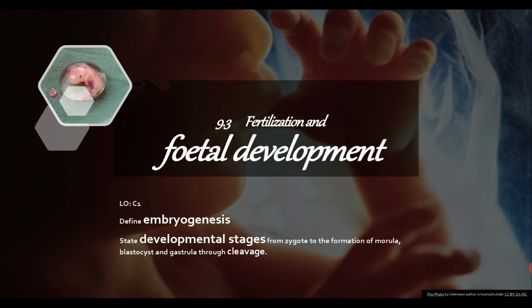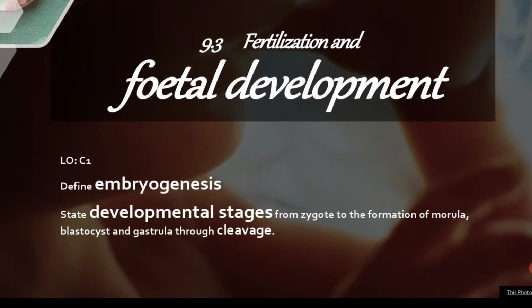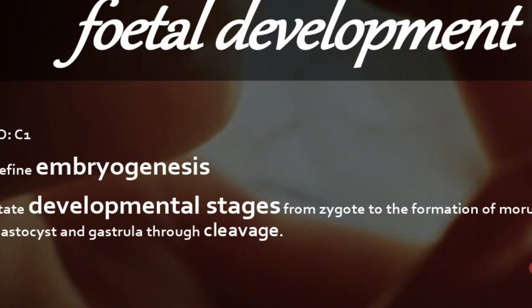In this lesson video, by the end of it, you should be able to first define embryogenesis. This is one of the processes, the overall event that occurs during fetal development. Second, to state the development stages from which the zygote will develop to form a structure called morula, blastocyst, and gastrula through a series of cleavage.